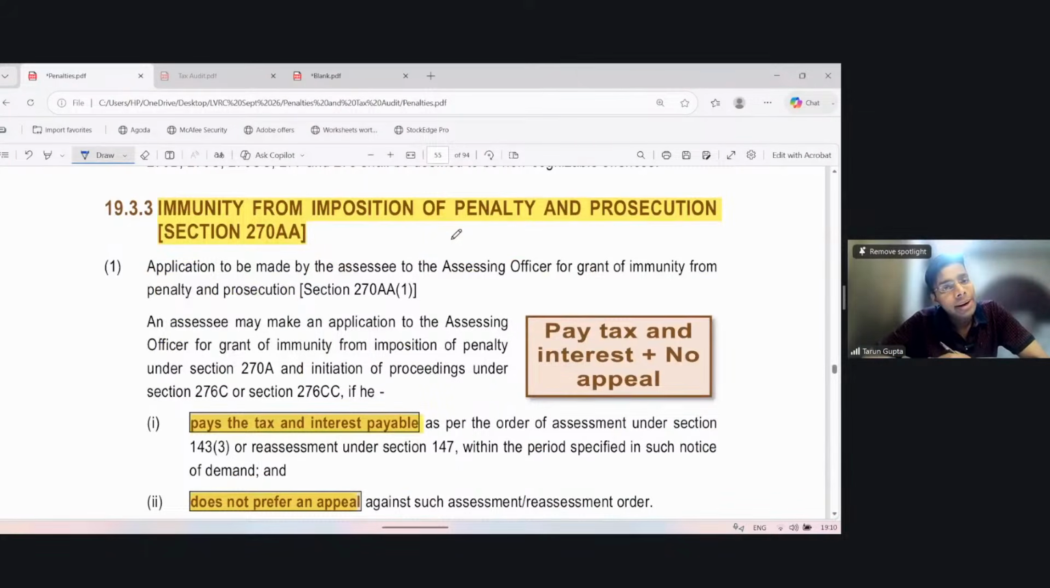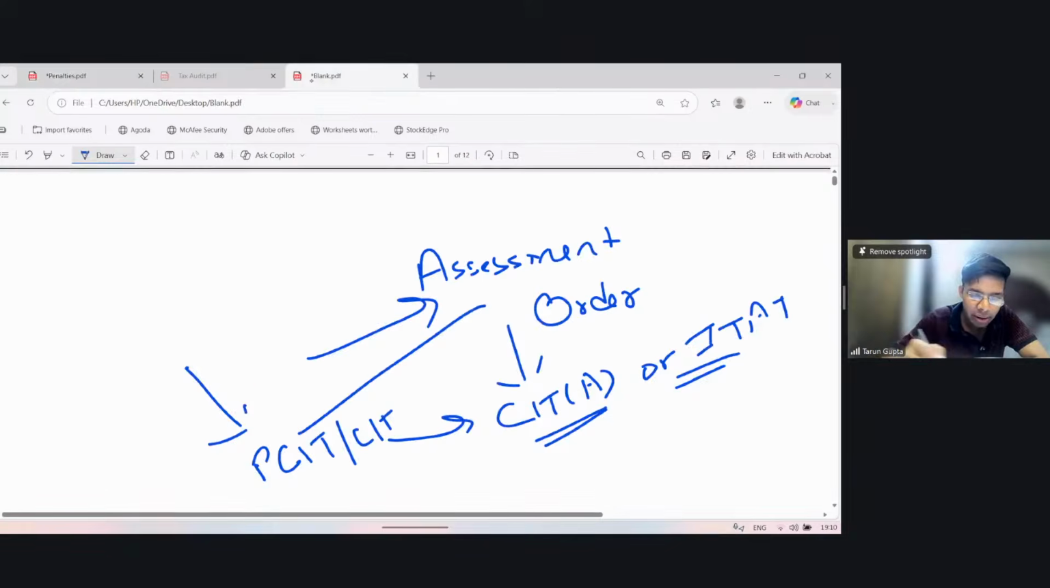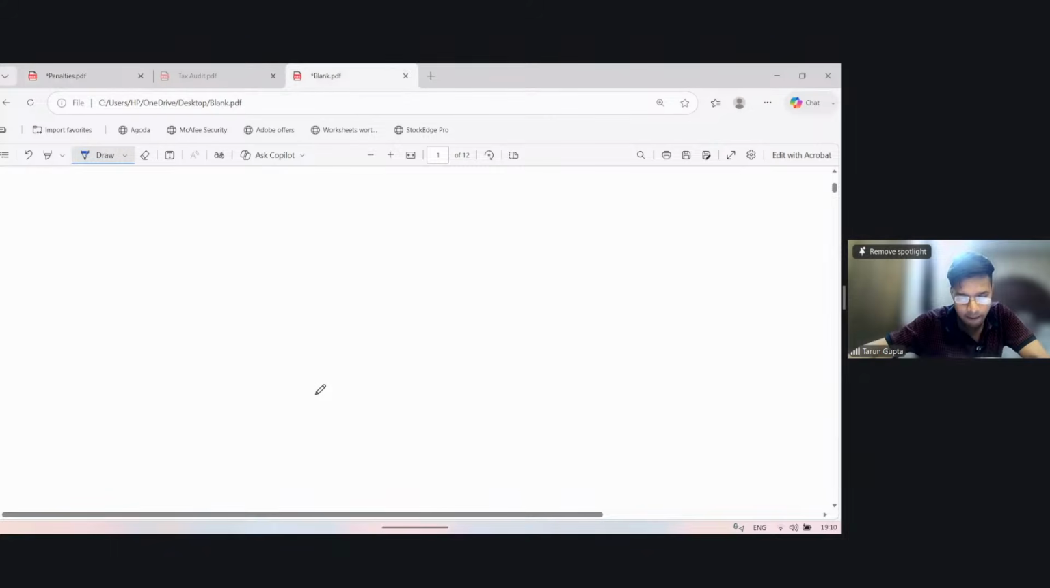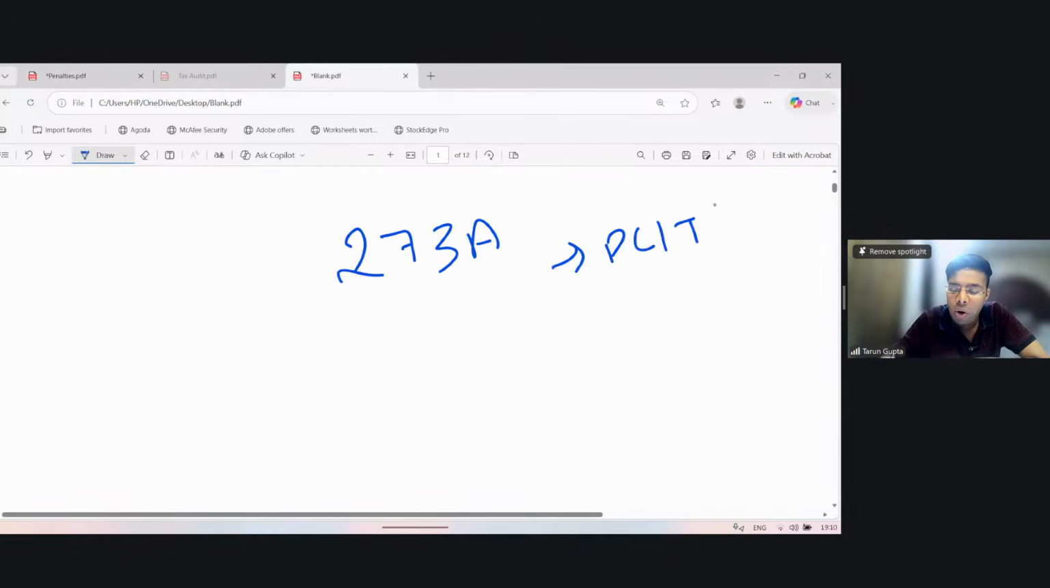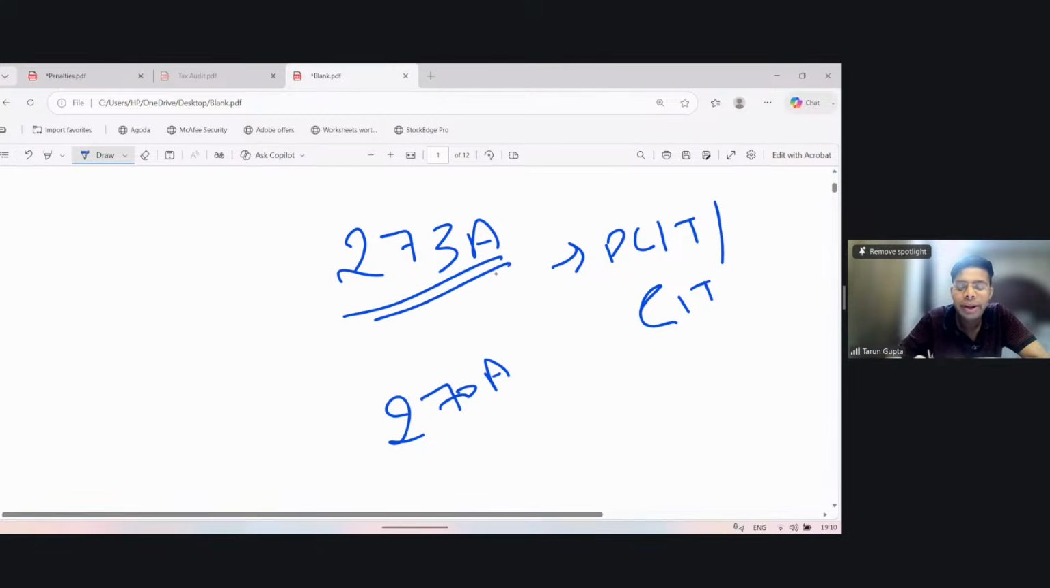So we discussed the penalty and the prosecution. We discussed that the PCIT or CIT has a power under section 273A to waive or reduce the penalty under section 270A. So 273A gives the power to PCIT or CIT to reduce or waive the penalty levied under section 270A. Okay, the penalty is levied under section 270A, and 273A gives the power to PCIT or CIT to waive or reduce this penalty.